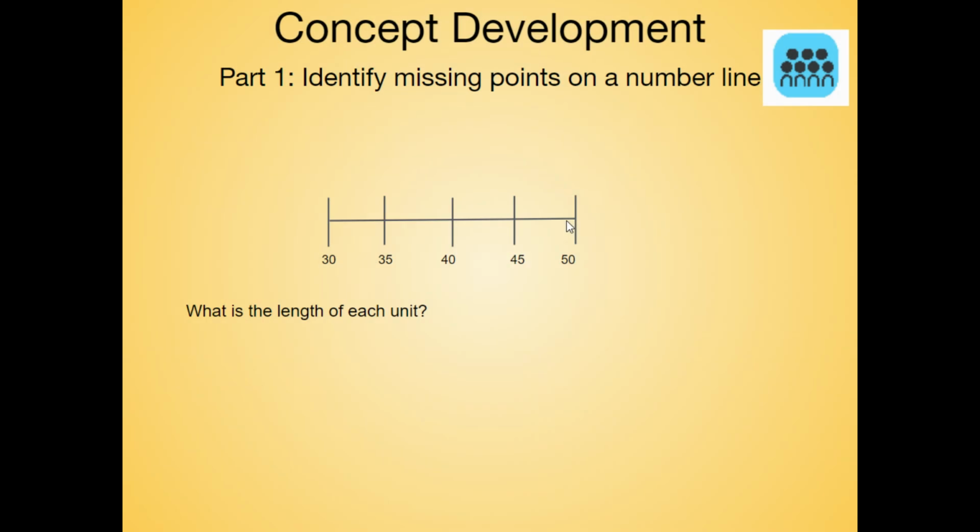All right, did you say 35 and 45? Yes, it is. All right, so what is the length between each unit? Let's count. 5, 10, 15, 20. So between each unit is 5. So we have a total distance from 30 to 50. It's 20, because 5 plus 5 plus 5 plus 5 is equal to 20. So you count it up: 5, 10, 15, 20.